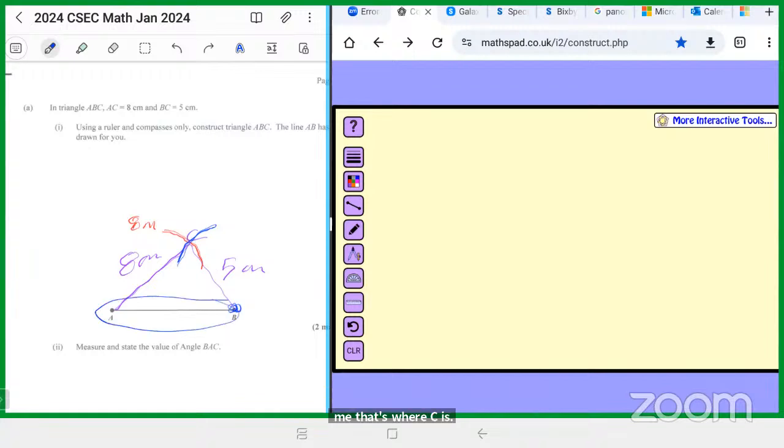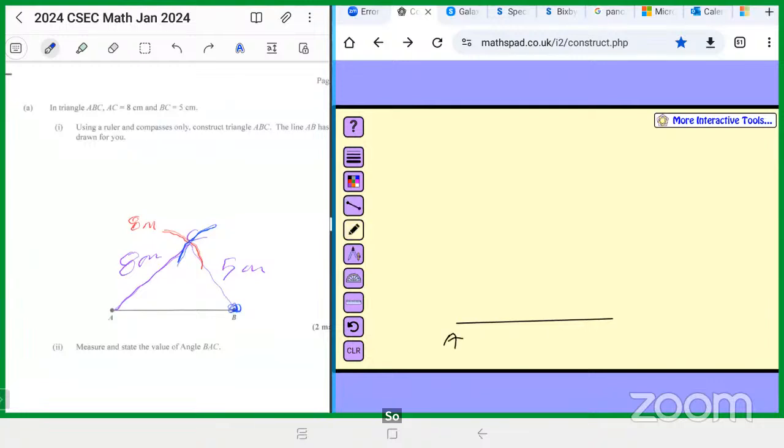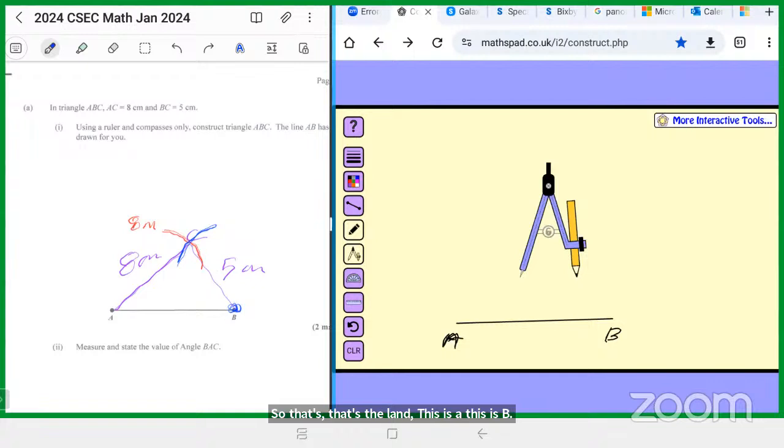And they help you, they give you one line already. They draw the line AB. So I'm just going to draw a random line here, because I can't see what the length of that line is. So let's say that is the line AB that they gave us. This is A and this is B, and they want us to construct where point C is.